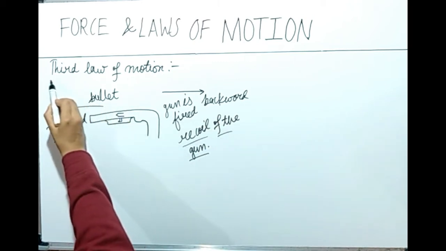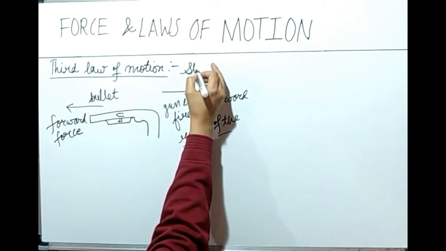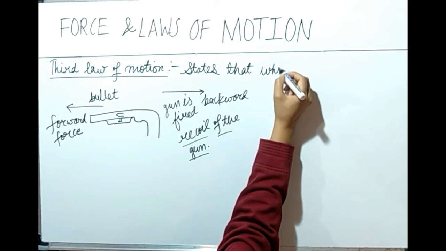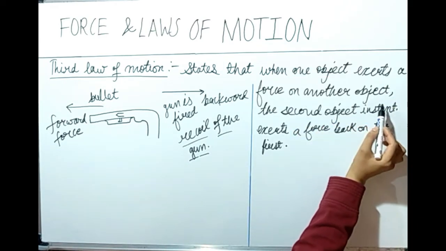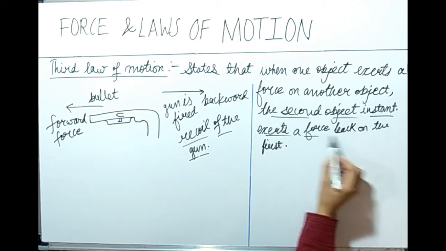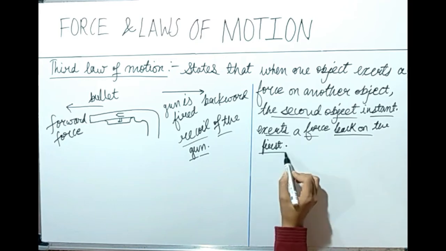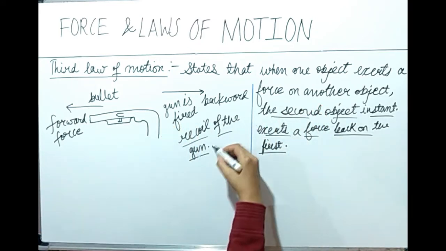So the statement of the third law of motion is: the third law of motion states that when one object exerts a force on another object, the second object instantaneously exerts a force back on the first. This is what we have discussed in this example of recoiling of the gun.